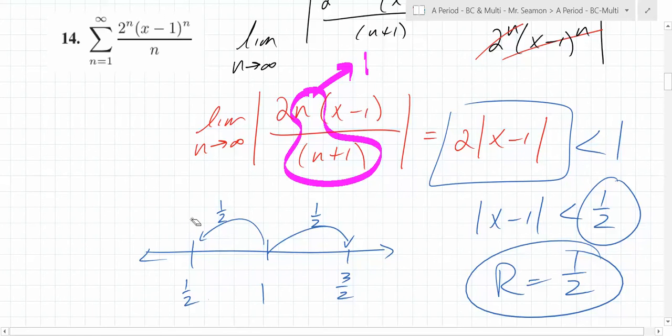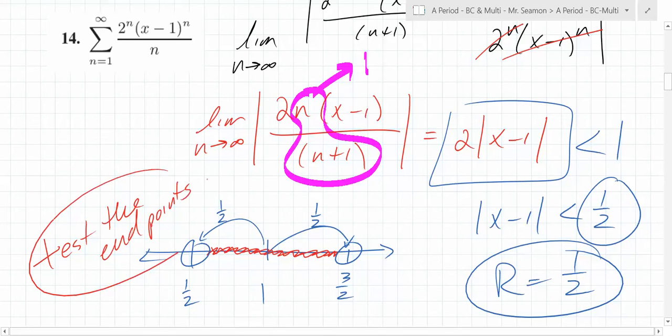Now here's the thing. We know this is going to be the interval of convergence, but what's the last thing we would have to test? Are they open or closed? We'd have to test the endpoints. We're not going to do this now, we'll do that later. We'd have to test the endpoints to figure out what the exact interval of convergence is.